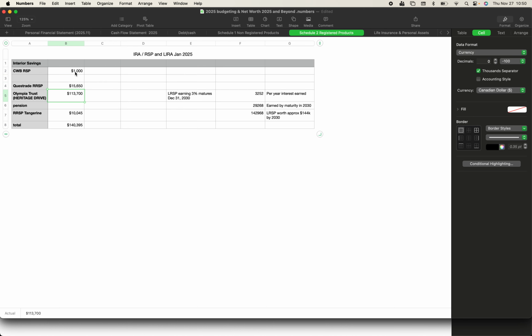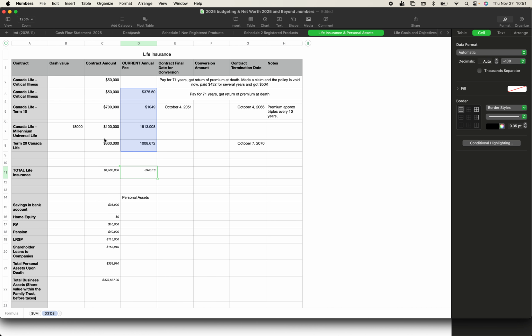If you've got a pension or something, this person has a loan. They've loaned some of their registered funds, IRA or RSP or LIRA or whatever your registered account plan is called. There's some registered funds. You total it all up, and that gives you how much you have in your retirement accounts. You want to list out your life insurance.